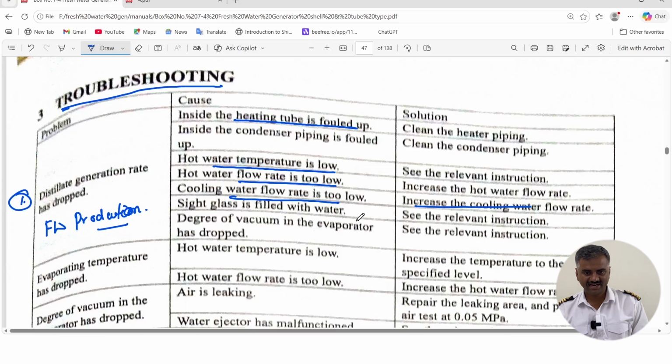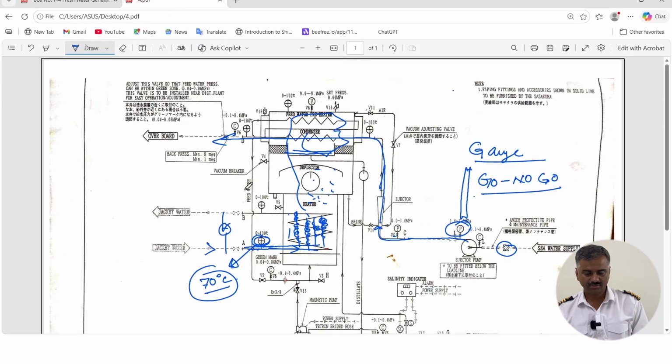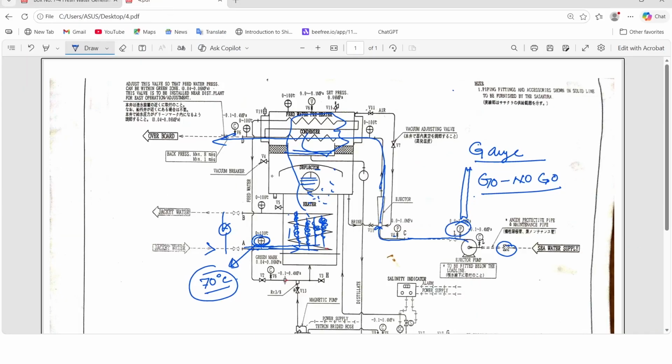Next is side glass is filled with water, and last one is the degree of vacuum is dropping. Okay, so the problem is with the ejector, brine injector. Maybe the nozzle is choked or something like that, or the pressure of the injector pump is less. You can relate this to the same troubleshooting that we have discussed in detail in the plate type exchanger. So maybe the problem is with the brine induction, that is why the side glass is getting filled up.